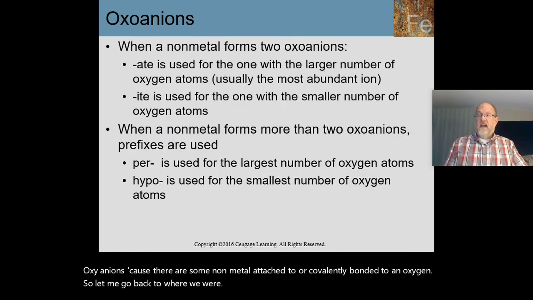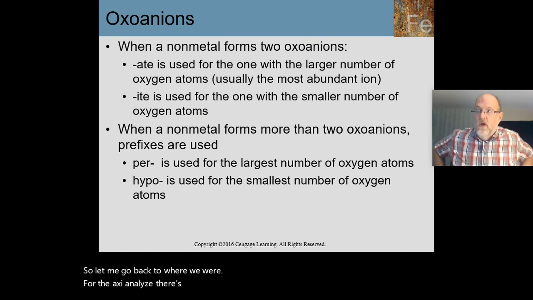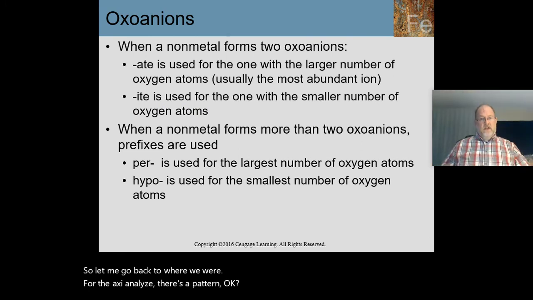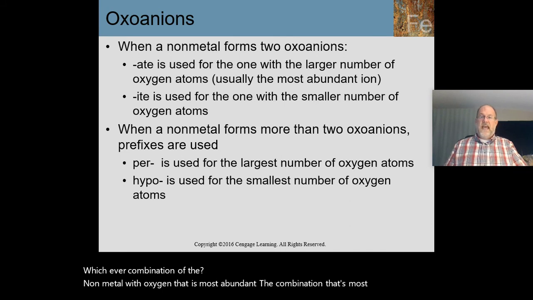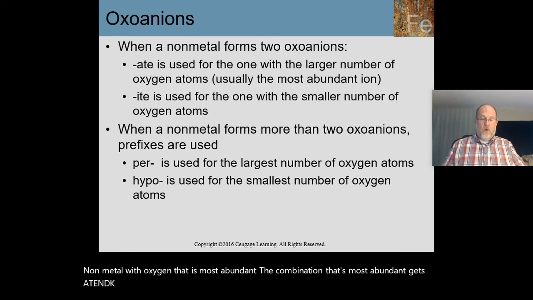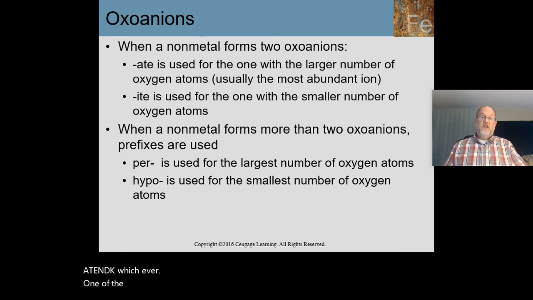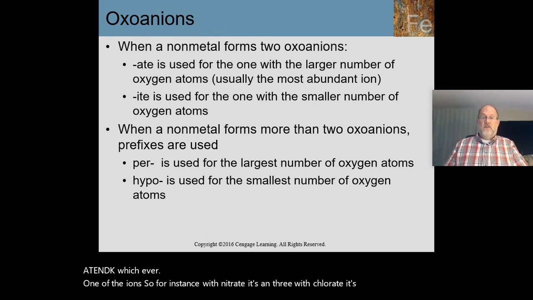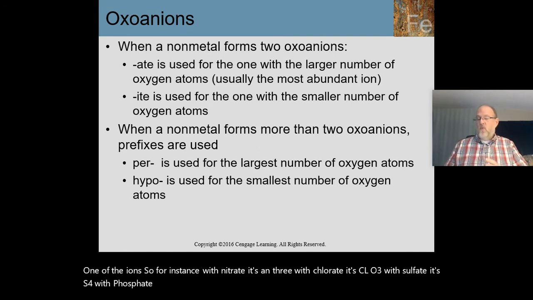For the oxyanions, there's a pattern, okay? Whichever combination of the non-metal with oxygen that is most abundant gets the ATE ending. So for instance, with nitrate, it's NO3. With chlorate, it's ClO3. With sulfate, it's SO4. With phosphate, it's PO4.